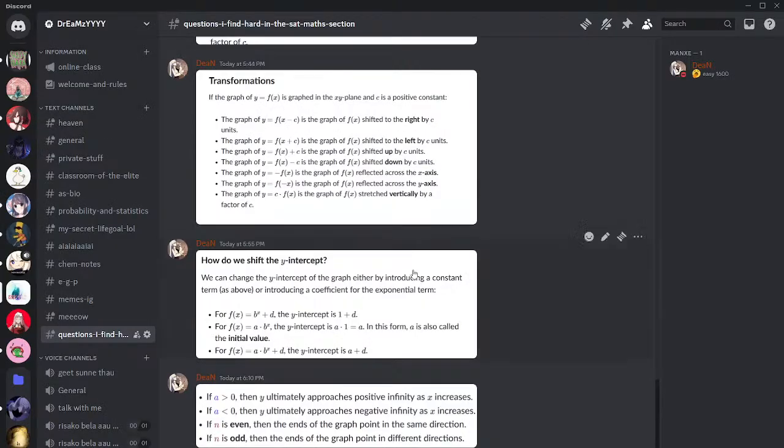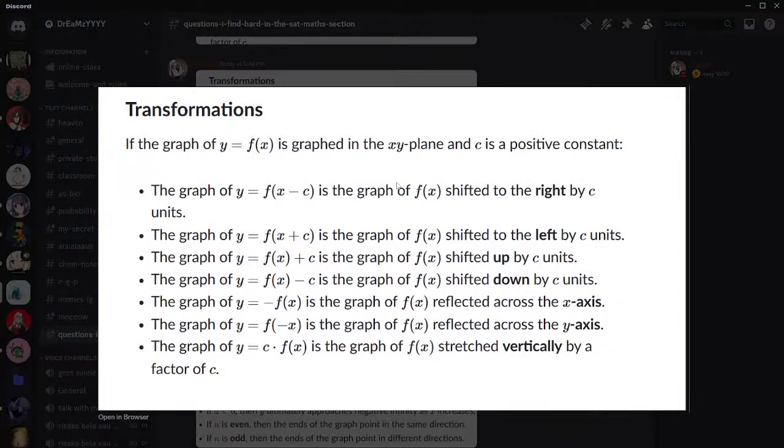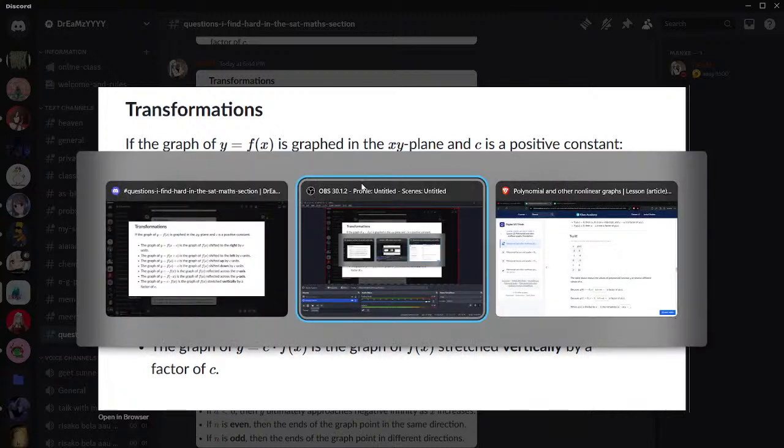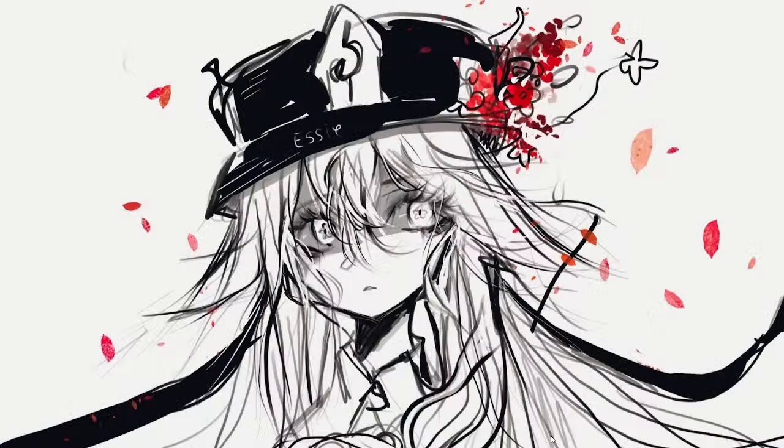So before moving on, let me just review this transformation. If C is added on the outside, plus then it goes up, minus then it goes down. If C is added on the inside then it goes left. Wait. No. So wait. Okay.